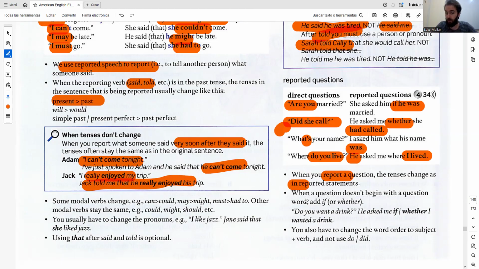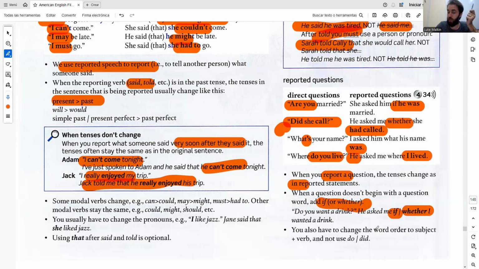When a question doesn't begin with a question word, add if or whether to make that yes no distinction clear. Do you want a drink? He asked me if I wanted a drink. He asked me whether I wanted a drink. Here they are both the same.